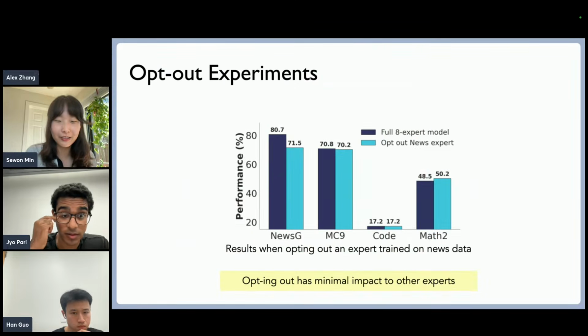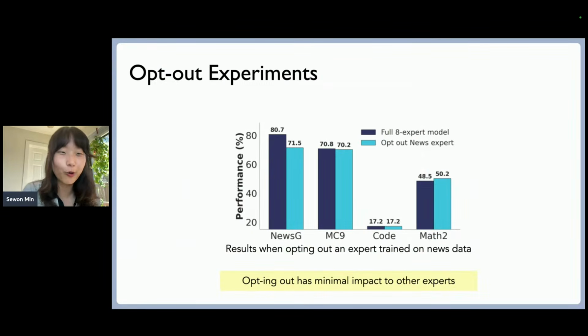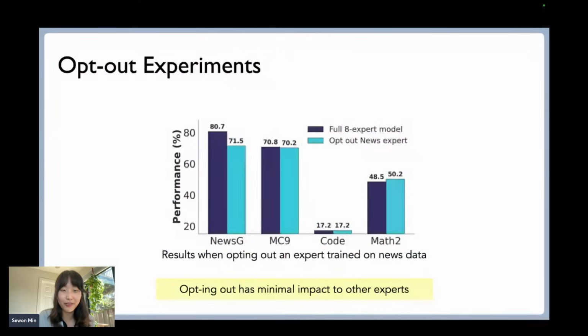So that was the result. I wanted to mention one more analysis really quick, which is the opt-out experiment. I mentioned earlier that you can opt out one expert to remove the impact of the opted-out data, while the remaining models remain unaffected. So we tried to see if that's actually the case.